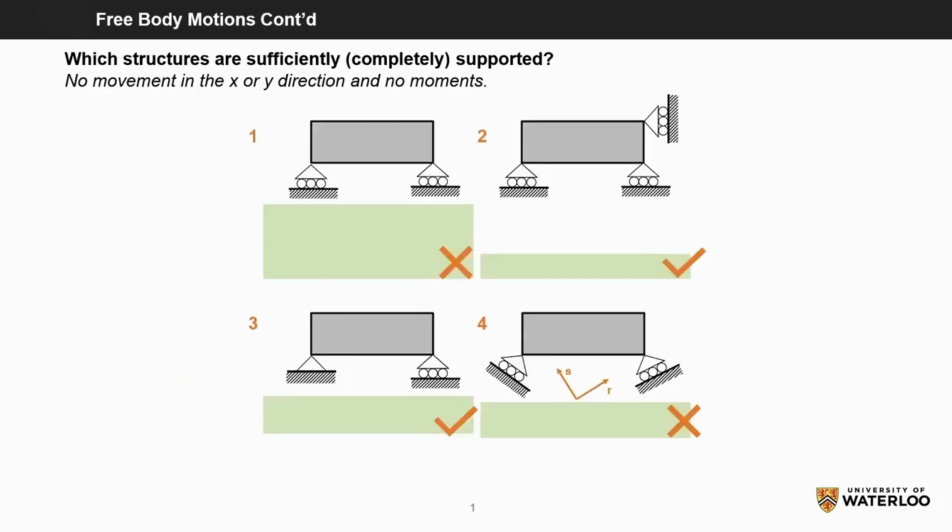This slide shows an overview of examples that address various types of supports and which allow the structure to be in equilibrium. For each scenario, consider the question which structures are sufficiently or completely supported. In other words, this means that there will be no movement in the x or y direction and no moments either. You may want to pause the video here to try them for yourself. In the next slides, we will be solving through each problem in greater detail.